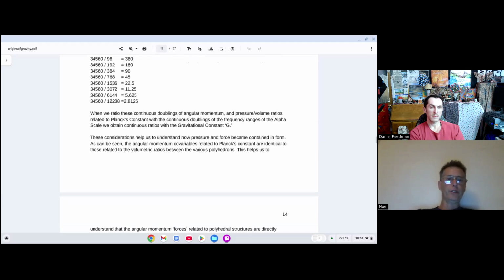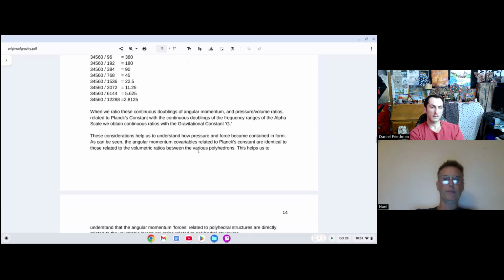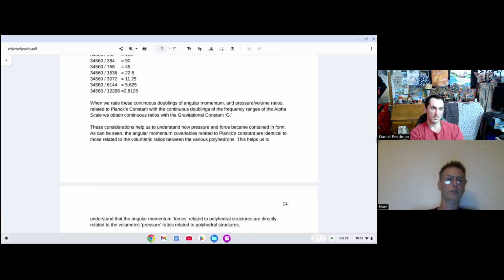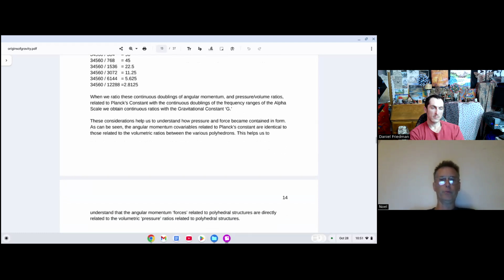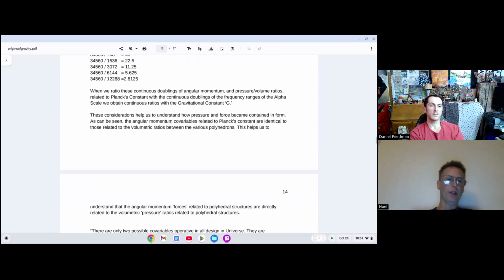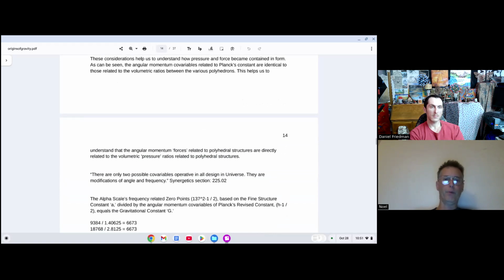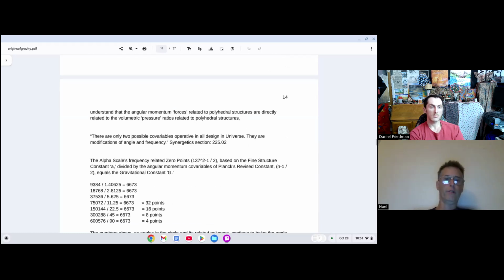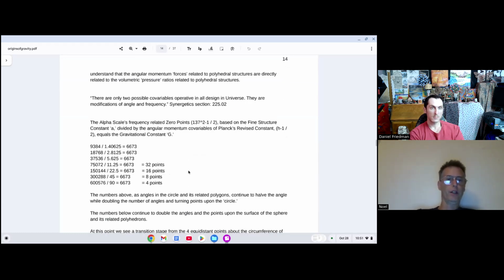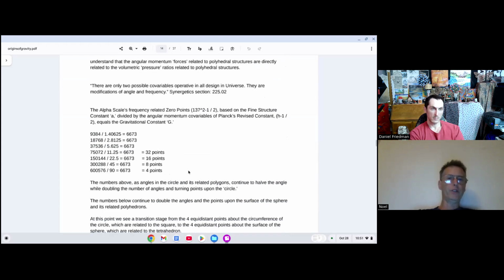These considerations help us to understand how pressure and force became contained in form. As can be seen, the angular momentum covariables related to Planck's constant are identical to those related to the volumetric ratios between the various polyhedrons. This helps us to understand that the angular momentum forces related to polyhedral structures are directly related to the volumetric pressure ratios related to polyhedral structures. So once again, there's only 2 possible covariables operative in all designing universe. They're modifications of angle and frequency.